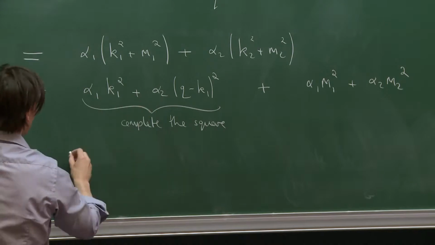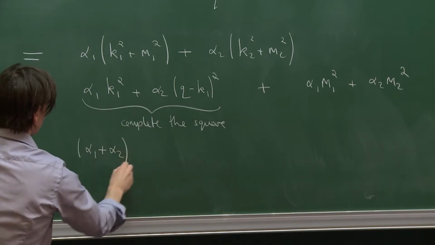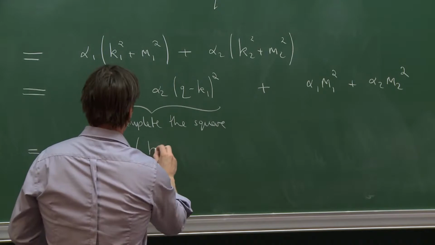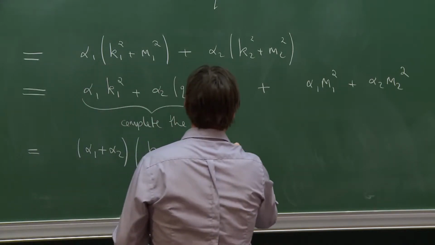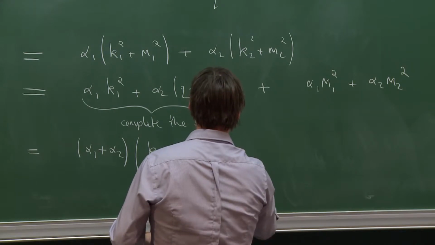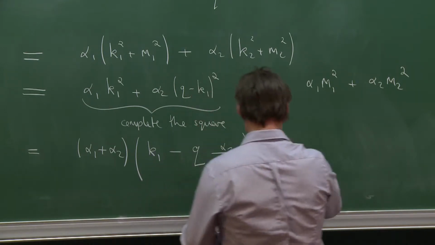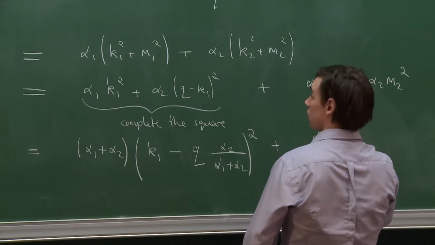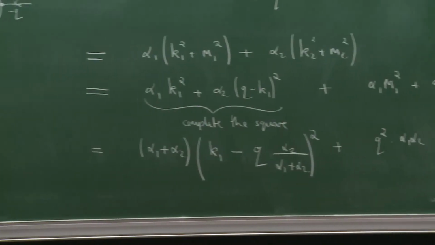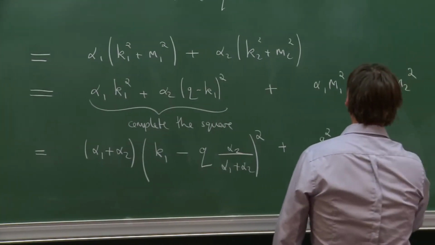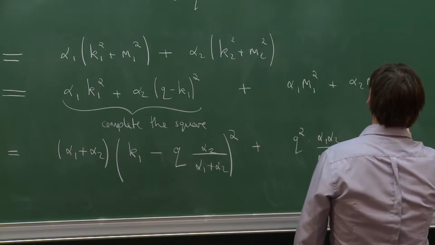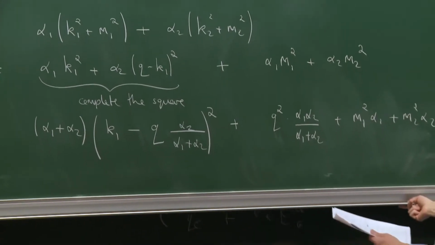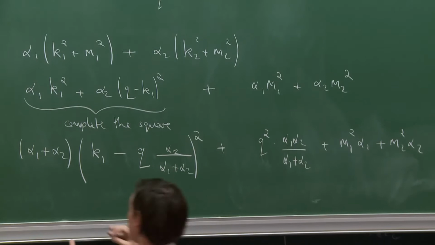In this case, it gives the main coefficient alpha 1 plus alpha 2, and then times k1 minus q alpha 2 squared. And now you need to add q squared. Sorry, this is plus. Let me get rid of the minus. That's better. Plus over alpha 1 plus alpha 2. Okay, so we've completed the square. So let's write this.